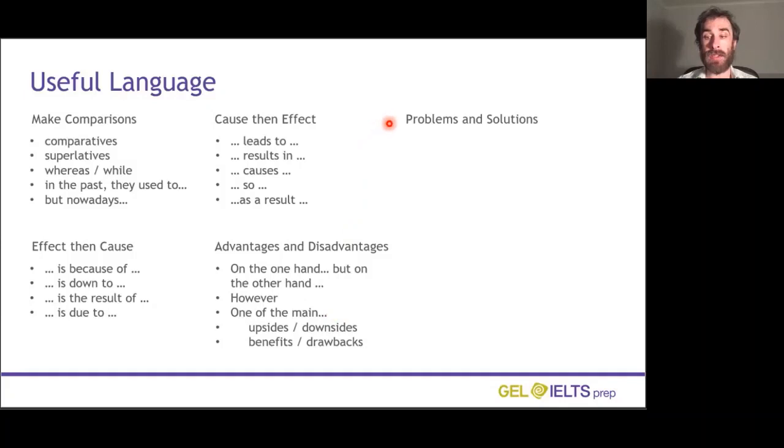Problems and solutions. When we're talking about dealing with an issue, it's good to have a range of synonyms for deal with. Other possibilities are overcome or solve. So one possible way to deal with this issue would be to... again, conditional constructions are going to be very important for problem and solution questions. We also have, for giving recommendations and advice, should, could, and ought to.